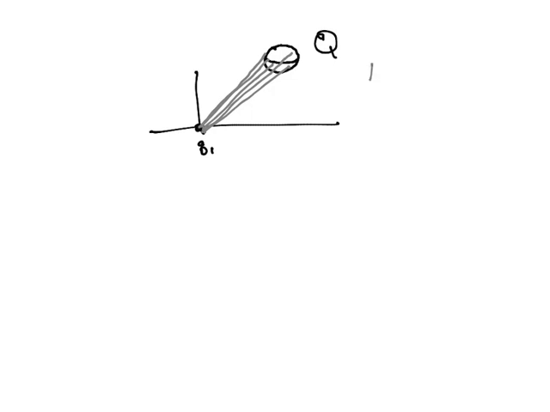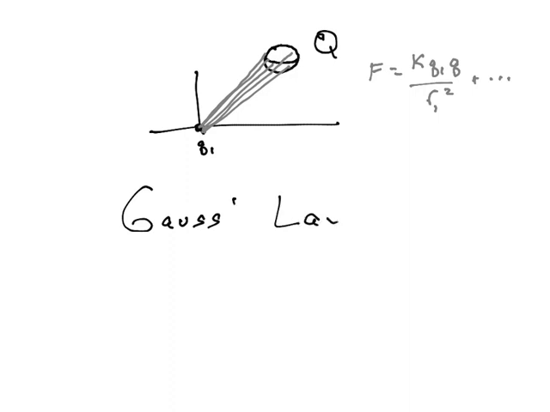Each one, I have to do F is k Q1 Q whatever over R whatever squared. I need one for every single charge that's in the sphere, and then I add them all together. Each one is at slightly different angles, so I have x and y components for everything. This is a very, very complicated question if I don't have a trick to get around it. And that's what we're going to talk about next time, and that is Gauss's law.